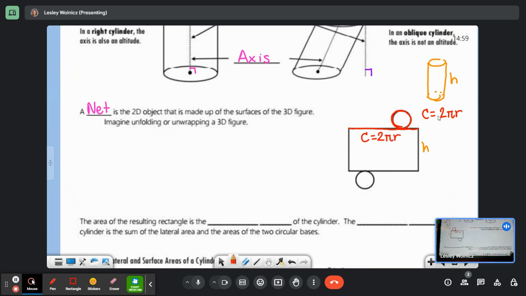All right, so basically, in our surface area, we have a lateral area. And the formula for the lateral area is just this rectangle. How do we get the area of this rectangle? Yeah, base times height. So the base is going to be the 2 pi r.